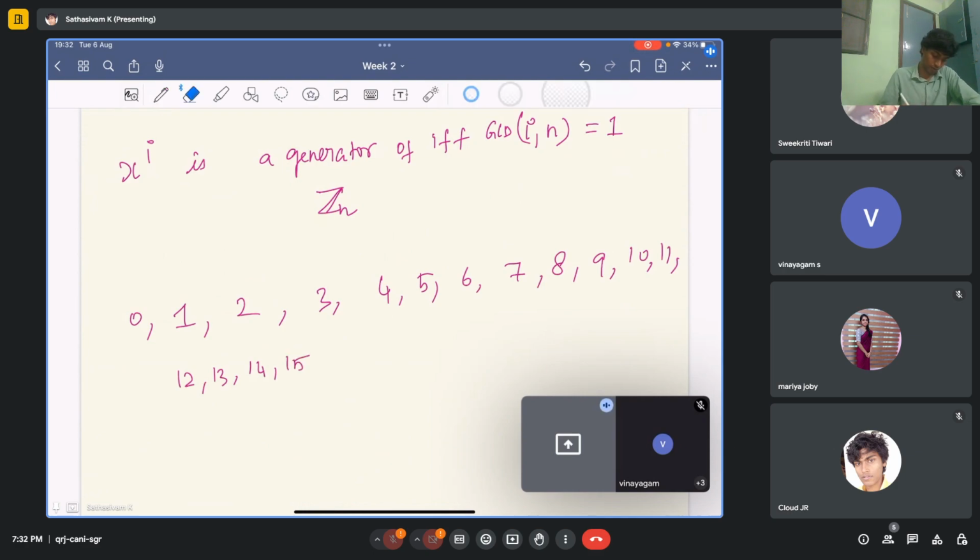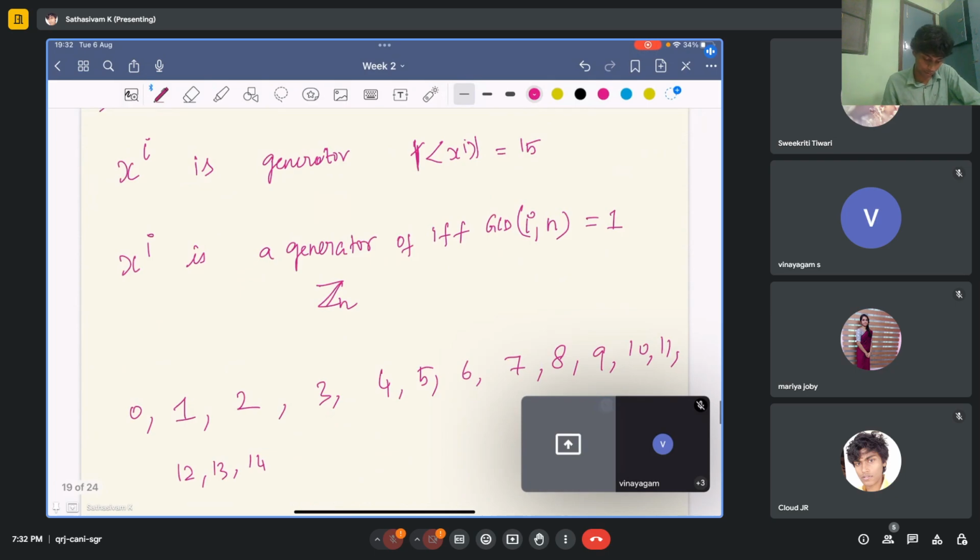Not 15. No, 15. No. Because x power 15 is anyway. Yeah, that is not co-prime anyway.